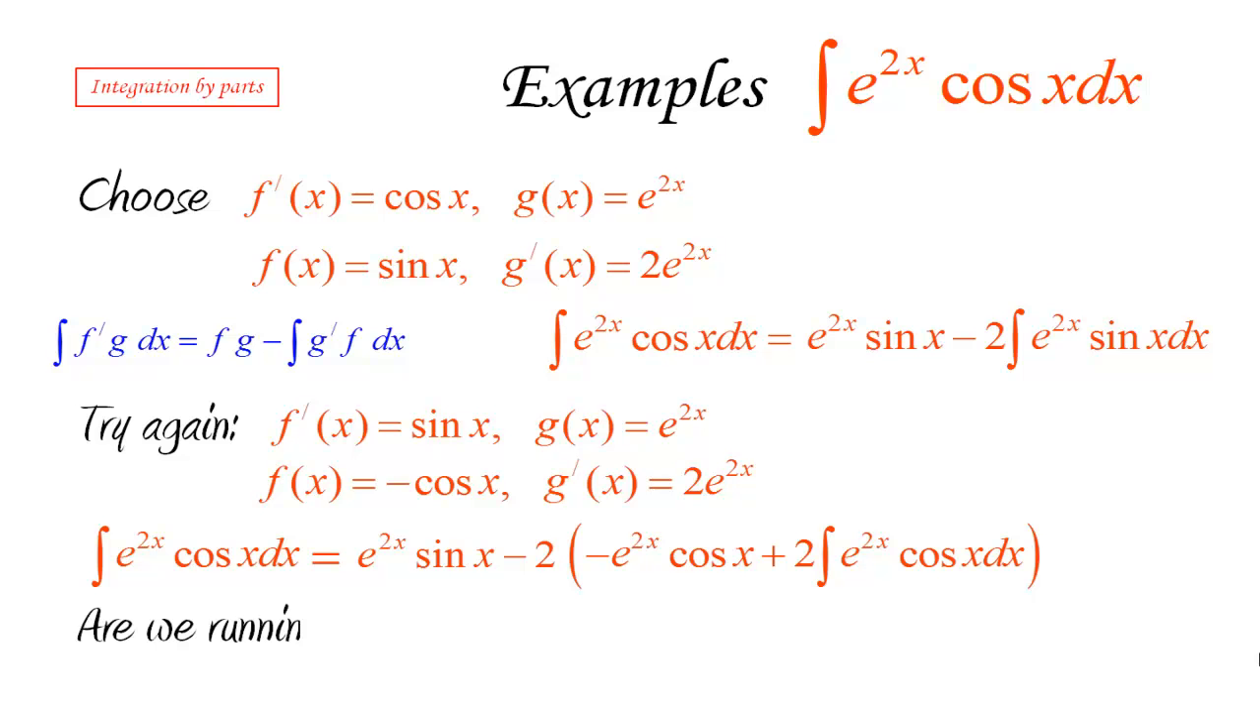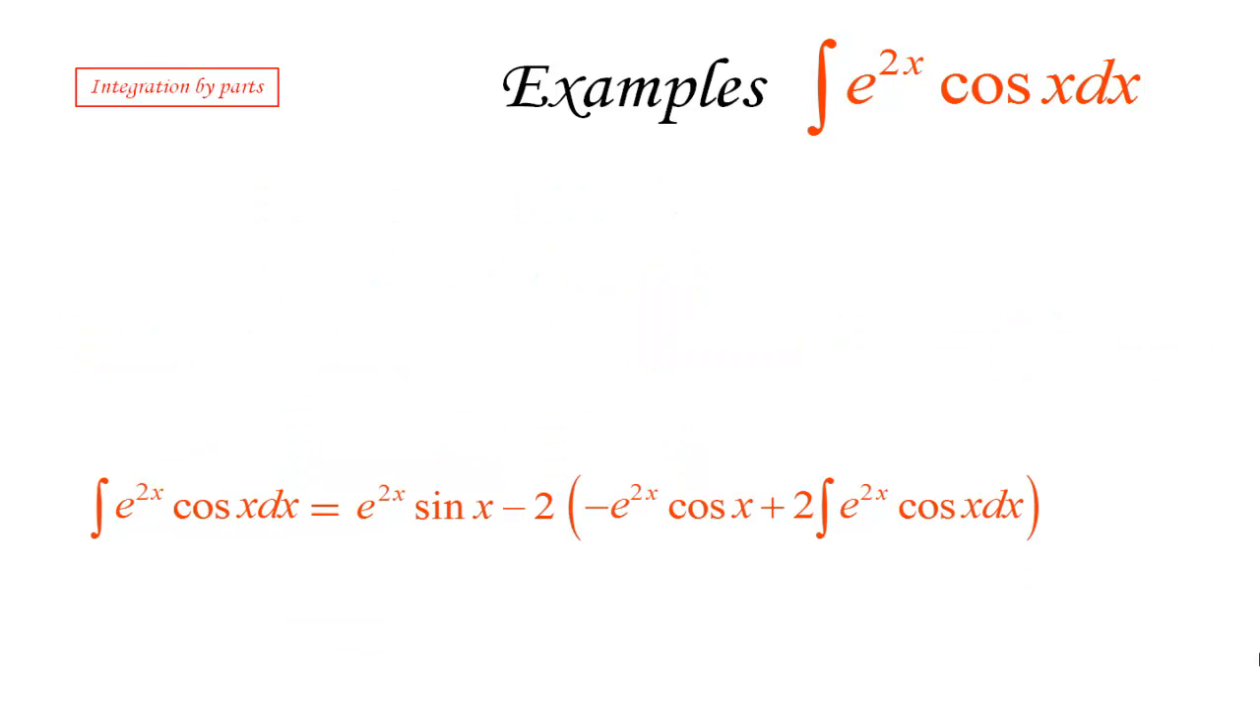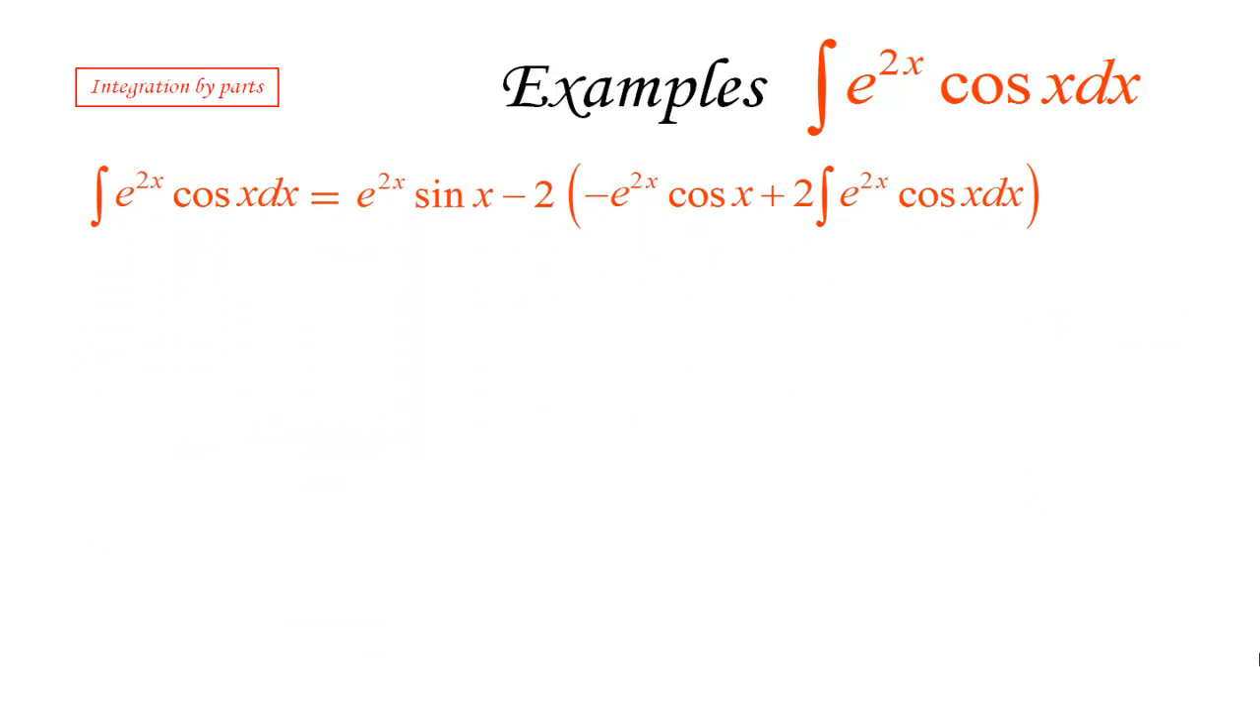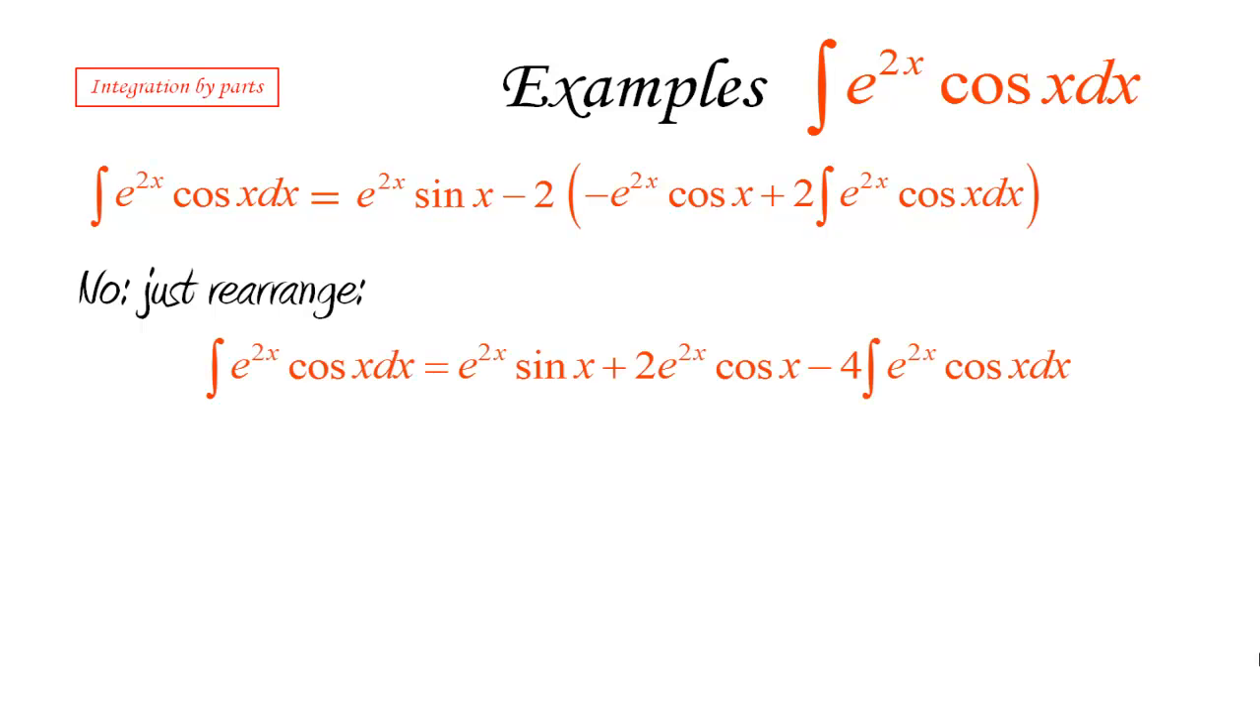Again, are we running in circles? Notice that we're back to the original integral that we had to begin with. Turns out we are not. All right. All we have to do here is rearrange this equation. Notice that we have the same integral on the left and the right side. We can put them together. So what we're going to do is rewrite the expression. First of all, we're going to take away all the brackets. So that's what we did.